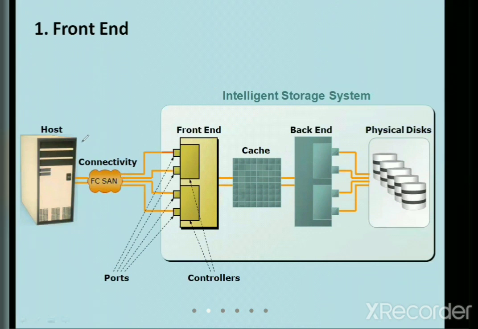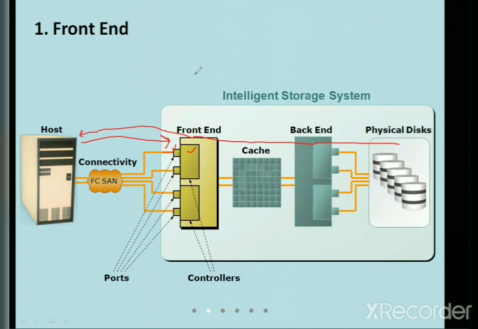Please remember, when the host requests data, these controllers help, and the requested data comes back to the host at a very fast speed. To transfer the data, the controllers use logic and transport protocols that I have already discussed in the previous chapters, like fiber channel and FICON. So this is all about the front end.